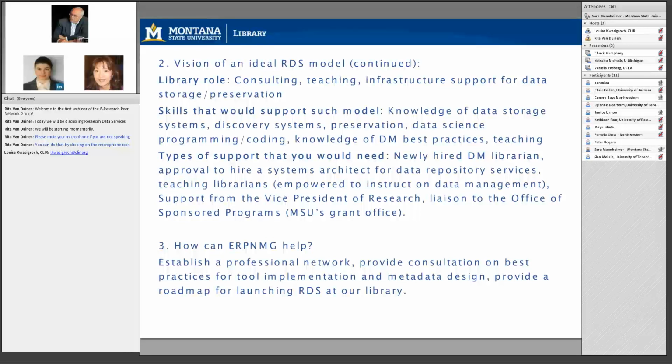Yeah, and similarly to Colgate, we are looking to build a roadmap. So we're hoping that this group will help us with that, kind of figure out where to start and where to go from there. Yeah, and also, this is Paul again.